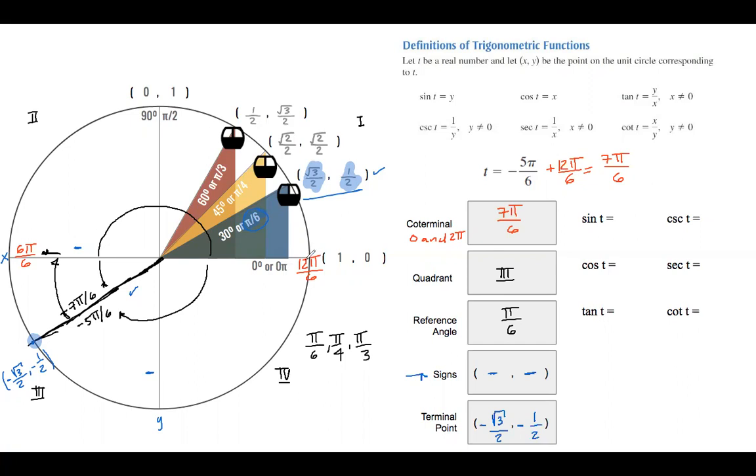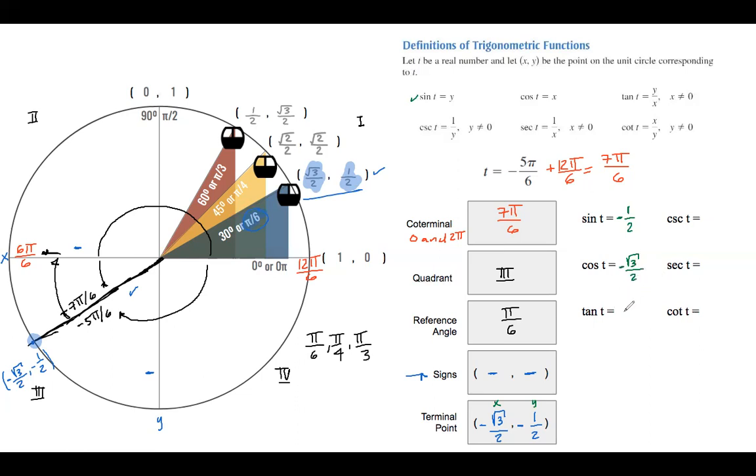Now, if you already have the terminal point, finding the trigonometric functions is going to be fairly simple because over here we're told that sine uses the y value, and the y value here is minus 1/2. Directly, we're going to write minus 1/2 over here. Cosine is equal to x, and we already have x of our terminal point. The answer is going to be minus the square root of 3 divided by 2.